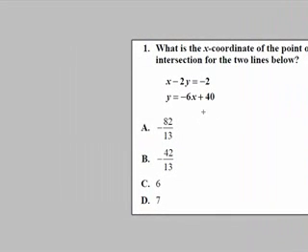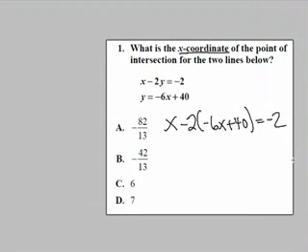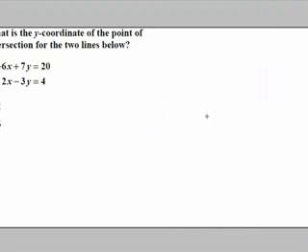I am going to substitute in the first equation that expression, negative 6x plus 40 in for y. Now what you have here is a linear equation in terms of one variable, which you should be able to solve to get your answer. And once again, the problem is asking for the x-coordinate only, so you don't have to find the y-coordinate, just find the x-coordinate. And once you solve this equation here, it will give you the x-coordinate.